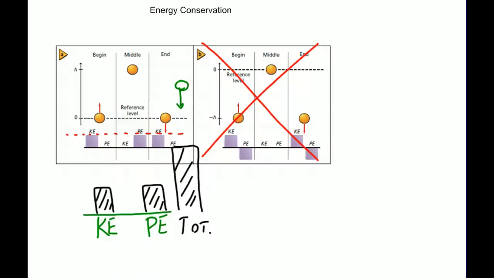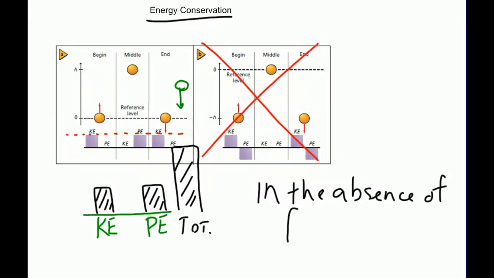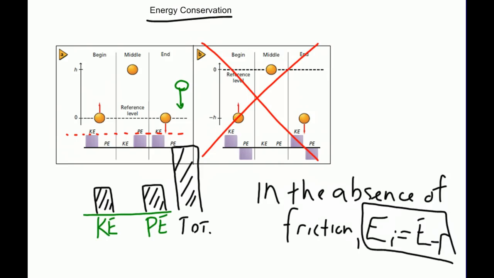So the idea of energy conservation says that in the absence of friction, the energy that we have at the start is equal to the energy that we have at the end. Energy initial equals energy final. That's the whole idea behind energy conservation. Whatever you had for initial energy, that's equal to whatever you had for final energy.